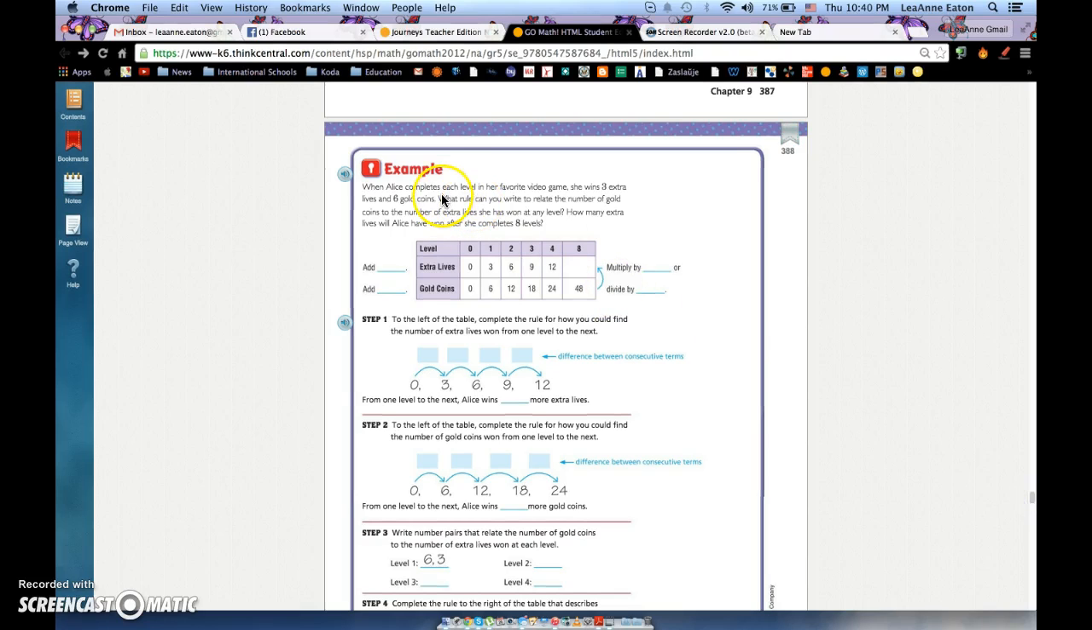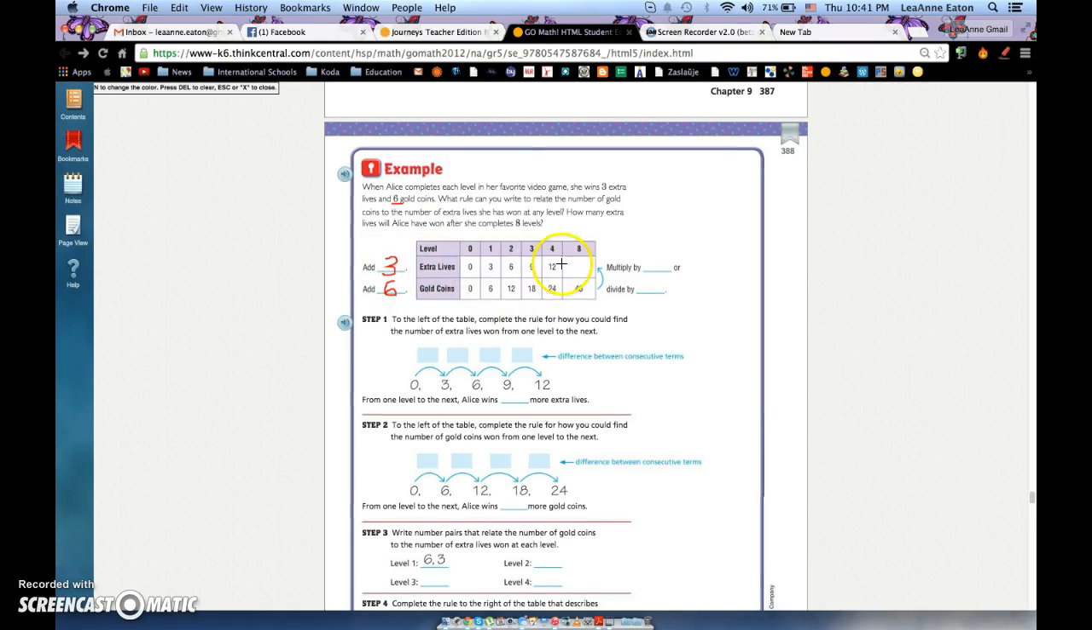When Alice completes each level in her favorite video game, she wins 3 extra lives and 6 gold coins. What rule can you write to relate the number of gold coins to the number of extra lives she's won at any level? How many extra lives will Alice have won after she completes 8 levels? So here we have all of our data, and we can see that we're counting 0, 3, 6, 9, 12. We're counting by 3 here on this top level. And then the gold coins, we're counting by 0, 6, 12, 18, 24.